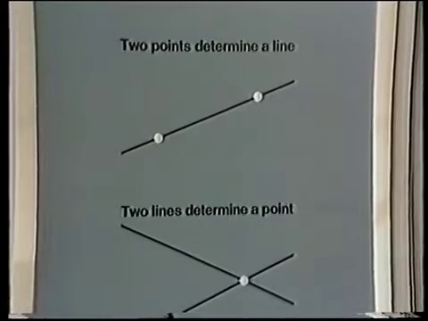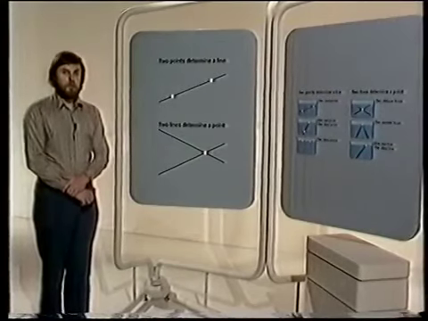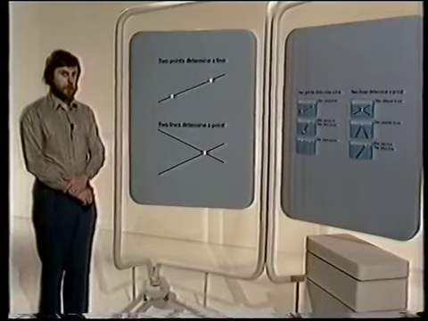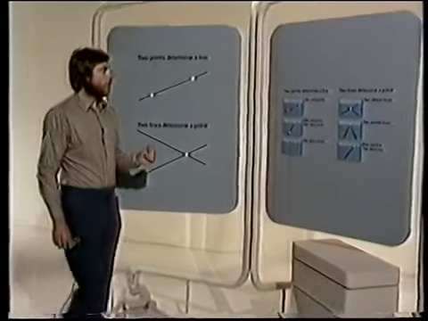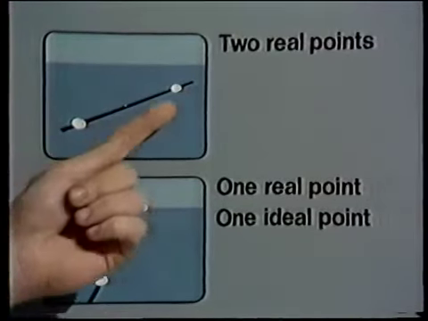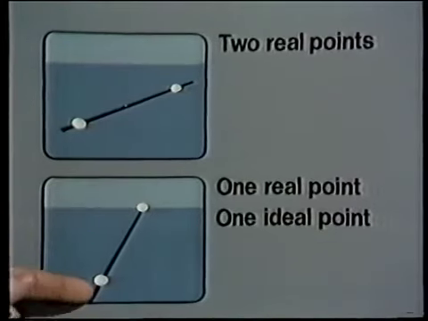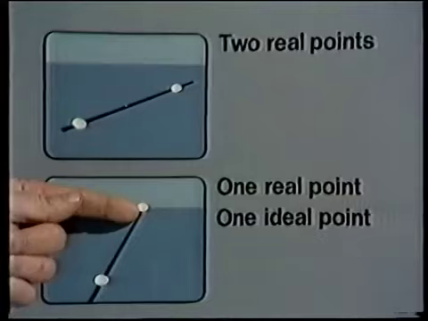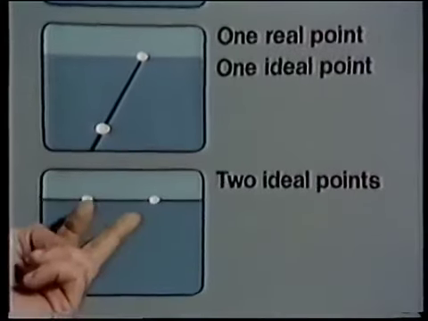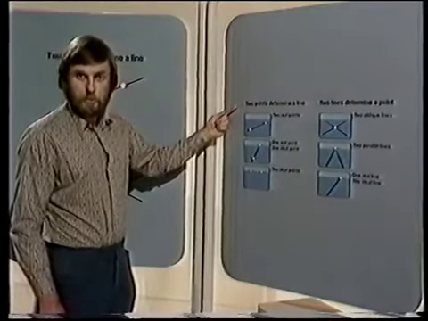Well, that's all very well, but the whole reason for introducing these new ideal points was so that these 2 statements would be true. And now we've found that all the ideal points lie on a line, a new line, we'd better check that they're still true. The first one, 2 points determine a line. If I have 2 real points, then they determine a real line. 1 real point and 1 ideal point, and I get the line through the real point in the direction of the ideal point. And of course, if I have 2 ideal points, then they determine the ideal line. So in projective geometry, 2 points determine a line.